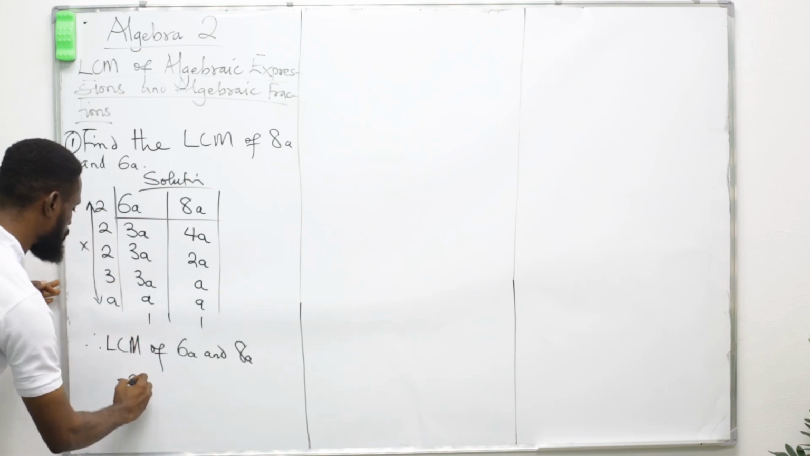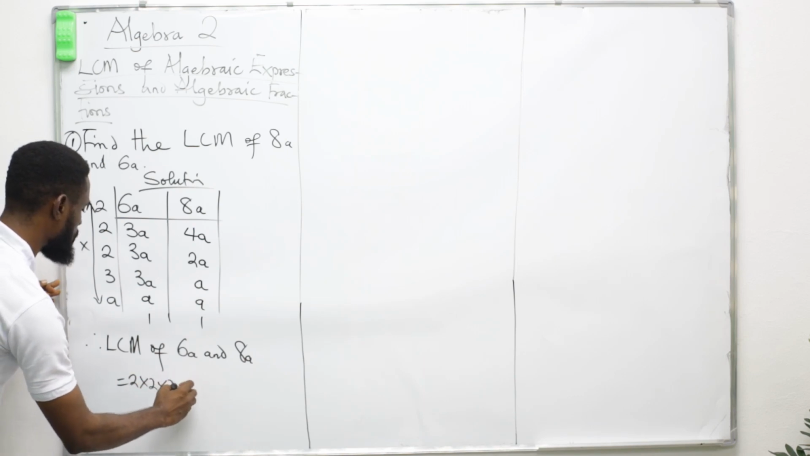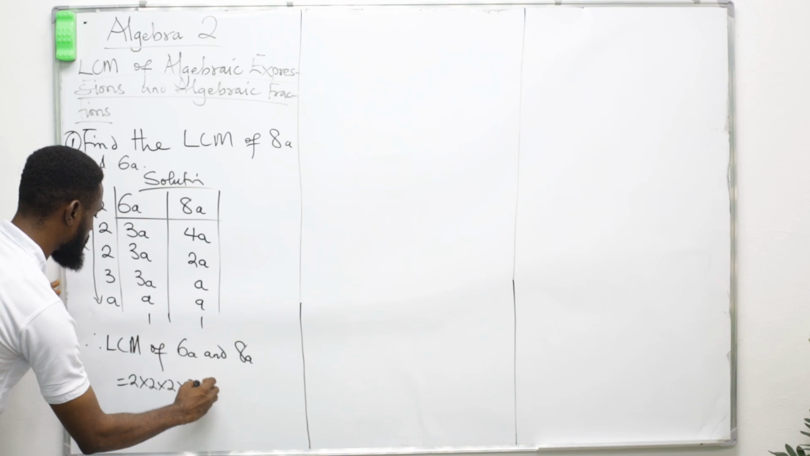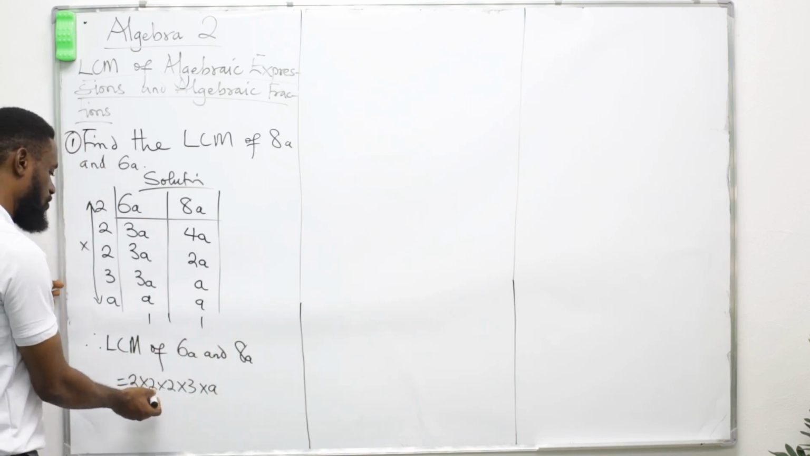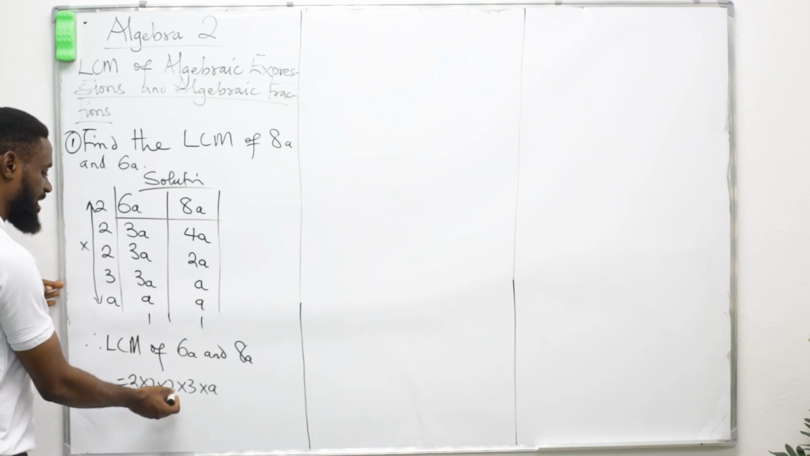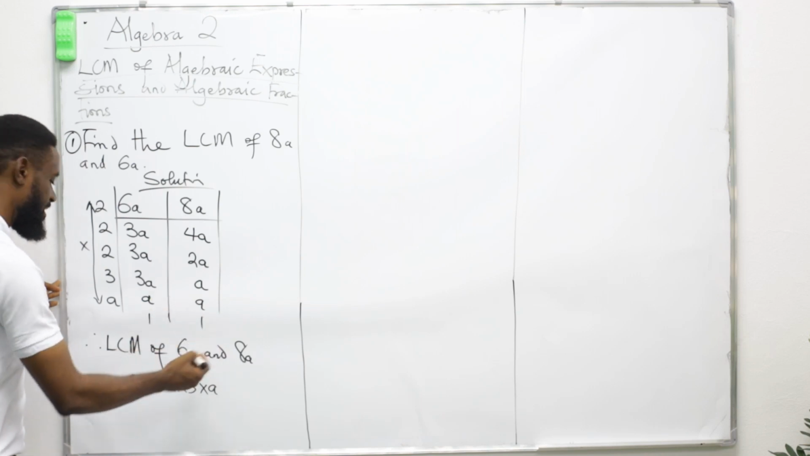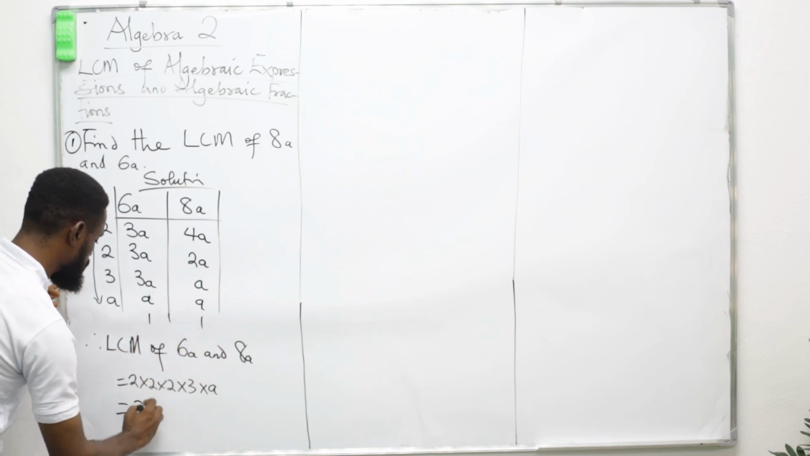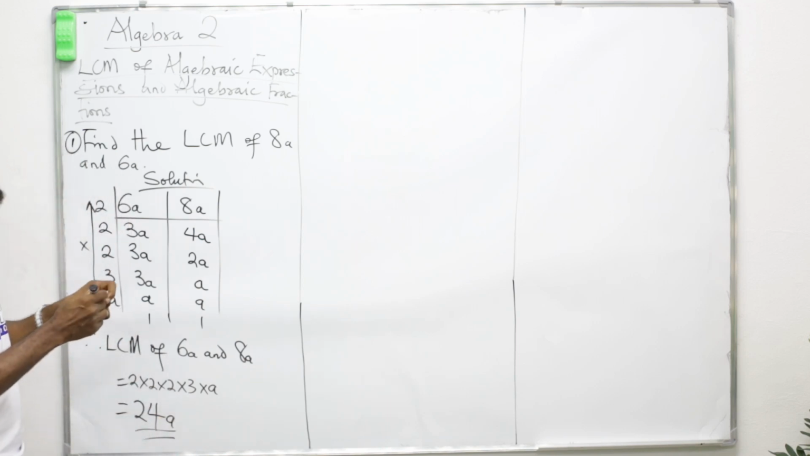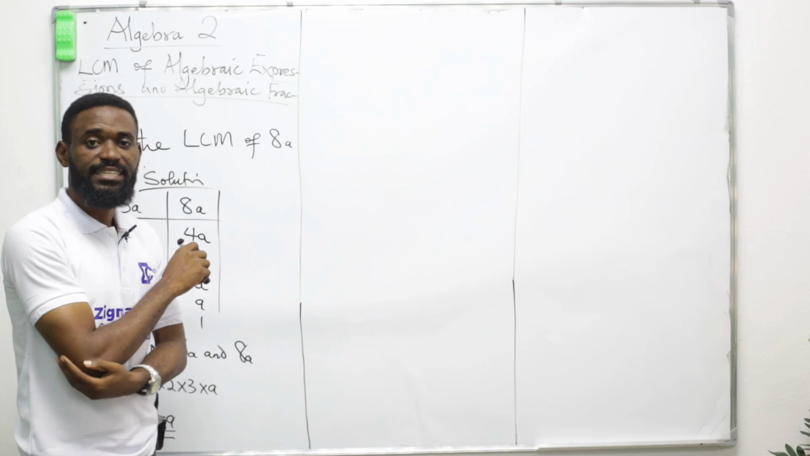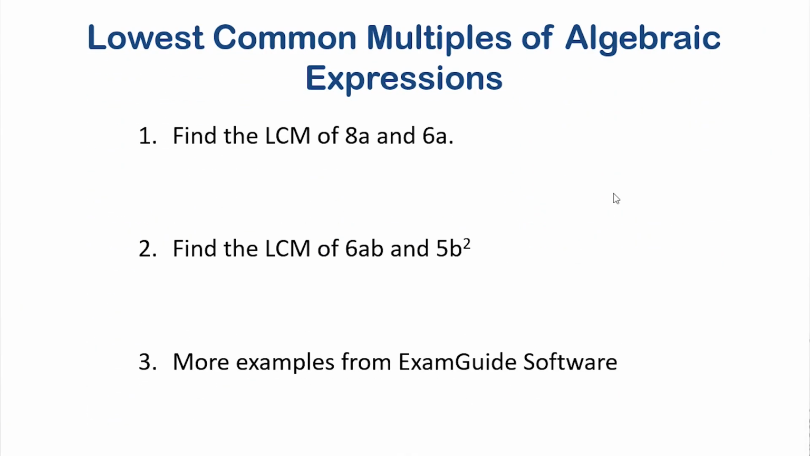So this is 2 times 2 times 2 times 3 times a. Okay, so 2 times 2 is 4. 4 times 2 is 8. 8 times 3 is 24. 24 times a. So this is 24a. So the LCM of 6a and 8a is 24a. All right, so that is that.